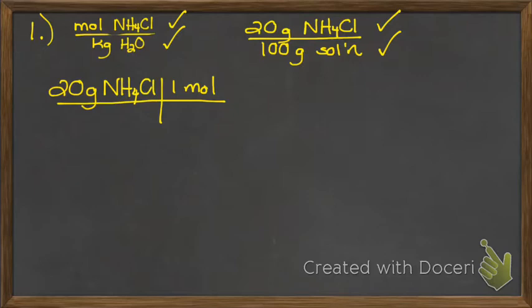I don't have this number right in front of me, but I can get it real quick. The molar mass of ammonium chloride is 53.5 grams. Let's divide that. I'm not going to round too much. 0.374 moles of ammonium chloride. So cool, I've got the numerator of what I need to solve this problem.